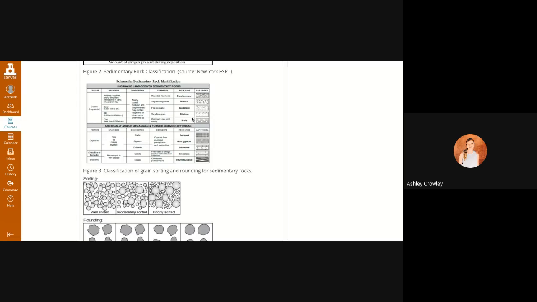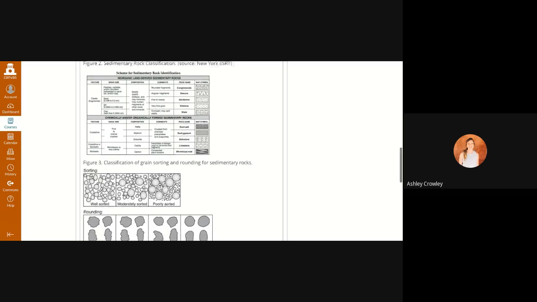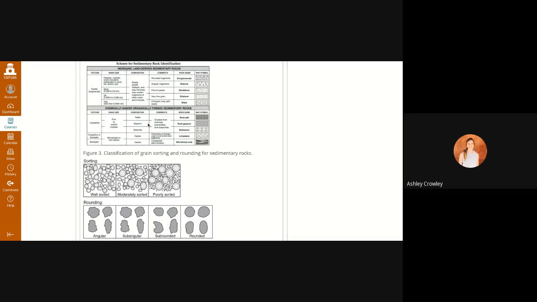So it's a conglomerate if it has really big pieces in it. It's a breccia if it has smaller pieces in it. It's a sandstone if it looks like sand. It's a siltstone if it has layers, and then it's shale if it has more distinct layers. So that's all clastic rocks. And then chemically or organically, biologically formed rocks.